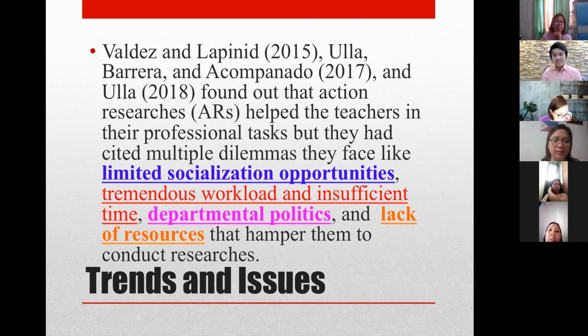Departmental politics, no? Di ko alam kung anong pinaghuhugutan nito. Ano ito? Pag malakas ka sa nag-approve, ay natatanggap ang paper mo. Pag hindi ka malakas, hindi natatanggap. And lack of resources. Ano yung mga resources sa panahon ngayon? Online resources, no? Sa panahon ngayon, yung mga online statistical tools.